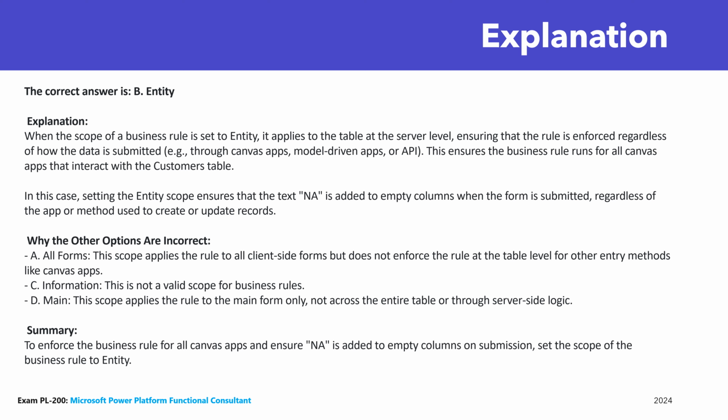In this case, setting the entity scope ensures that the text NA is added to empty columns when the form is submitted, regardless of the app or method used to create or update records.